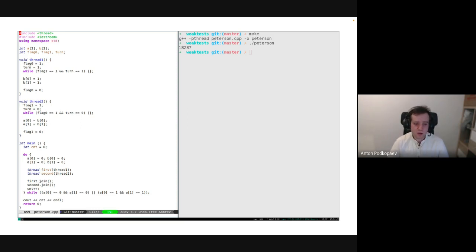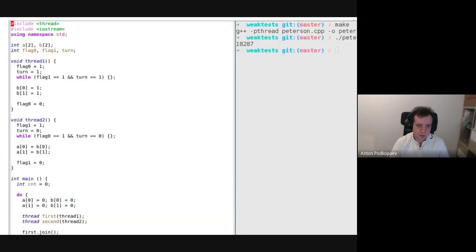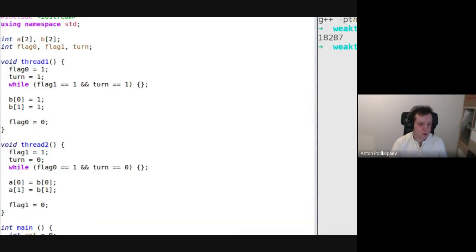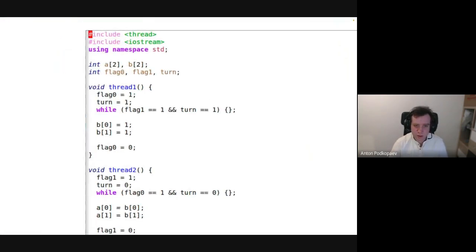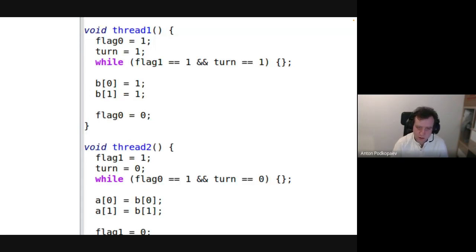Here we have a slightly different program, but more or less the same. The idea is that instead of this data, which is bigger than the word on the machine, we have two arrays. Sorry.